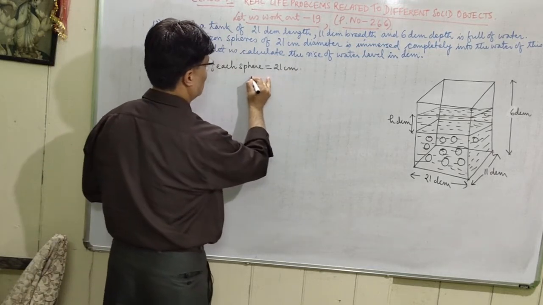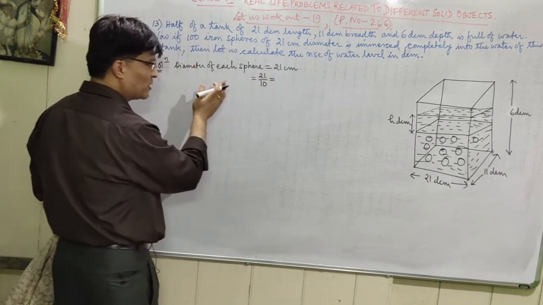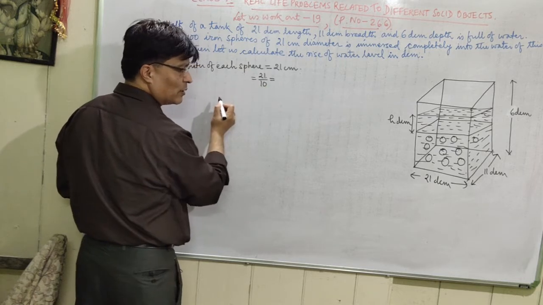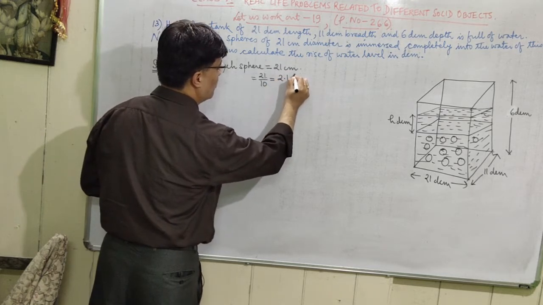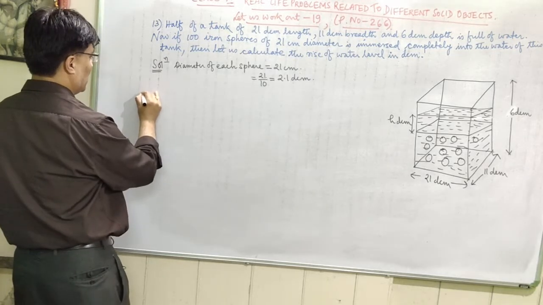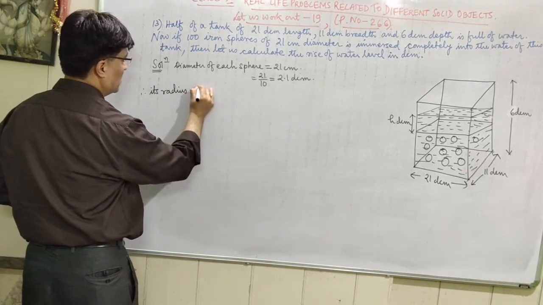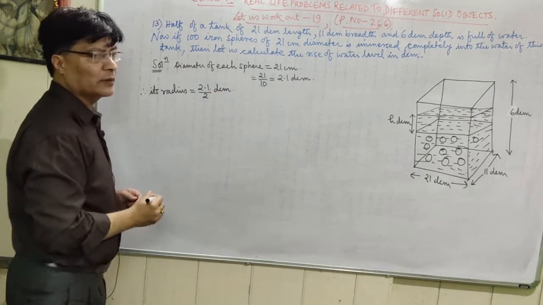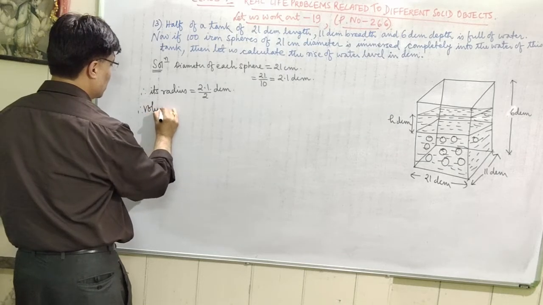So it is 21 by 10. If you divide 21 by 10, after 1 there is 0, so you have to write down the decimal point before one figure from the end. That is, it will be 2.1 decimeter. So this is the diameter of each sphere. Therefore, its radius is equal to 2.1 by 2 decimeter. Is that understood?